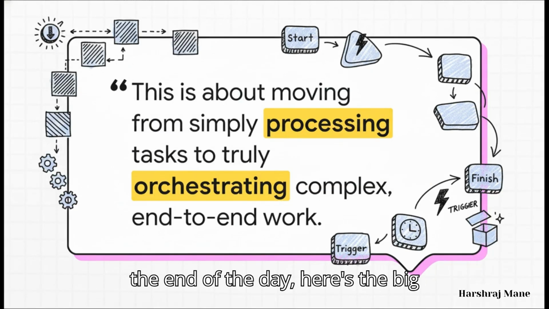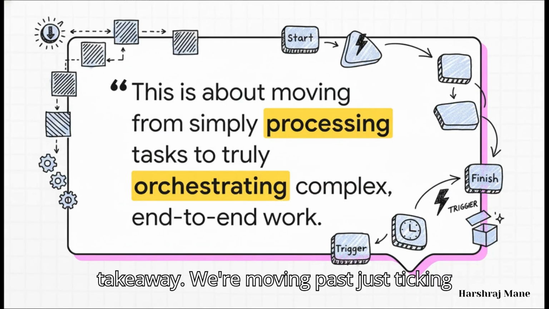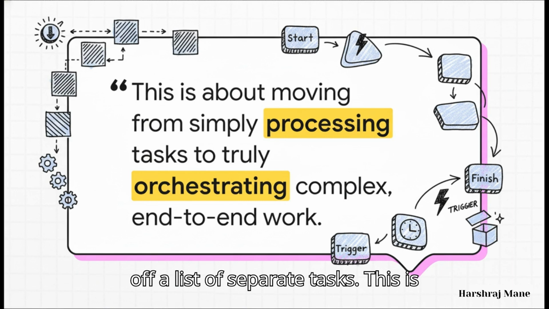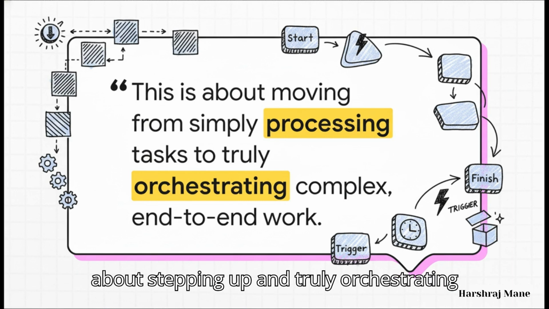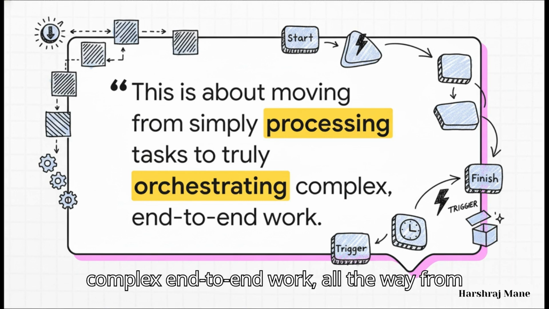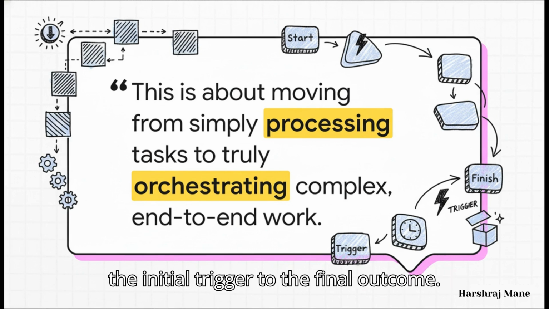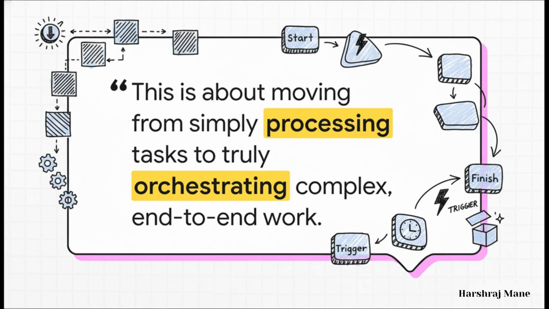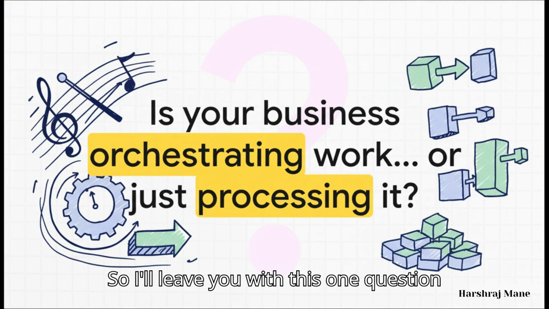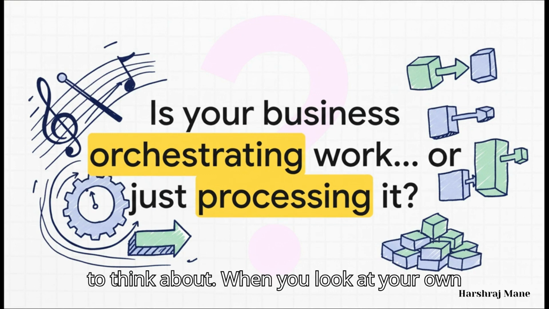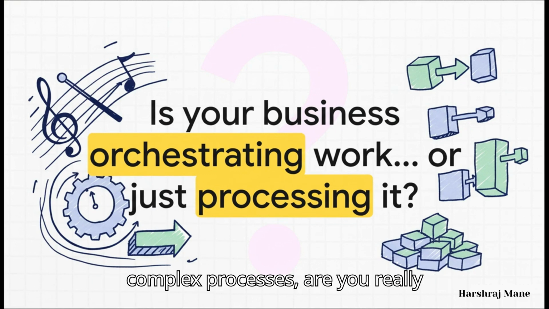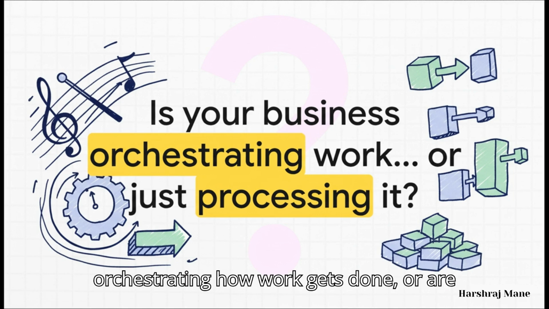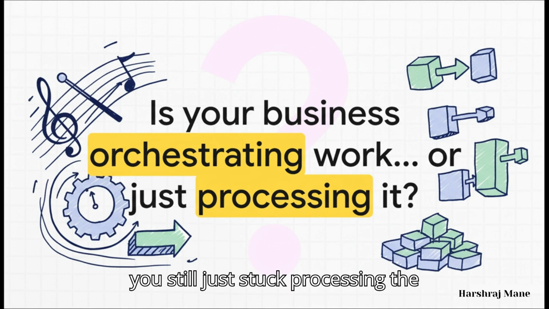At the end of the day, here's the big takeaway. We're moving past just ticking off a list of separate tasks. This is about stepping up and truly orchestrating complex end-to-end work, all the way from the initial trigger to the final outcome. So I'll leave you with this one question to think about. When you look at your own complex processes, are you really orchestrating how work gets done, or are you still just stuck processing the pieces?